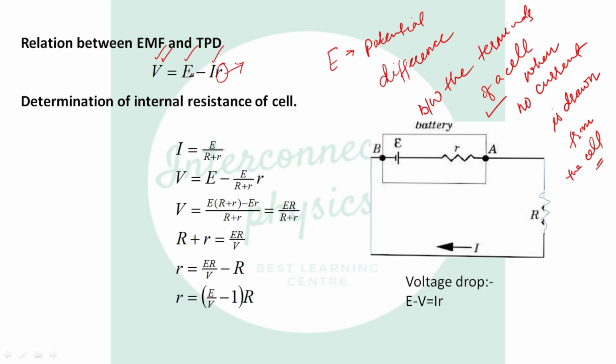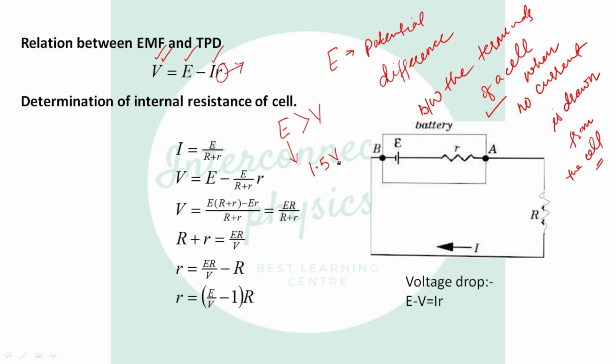Okay. And what is the relation between EMF and terminal potential difference? Terminal potential difference is equal to EMF of the cell minus I into r. EMF of the cell is always greater than the terminal potential difference of the cell. Why? Because EMF of the cell is the potential difference between the terminals of the cell when no current is drawn from the cell. Suppose you have bought a cell from the market having potential 1.5 volt written on it. So when it is not in use, then the potential difference is called the EMF of the cell.